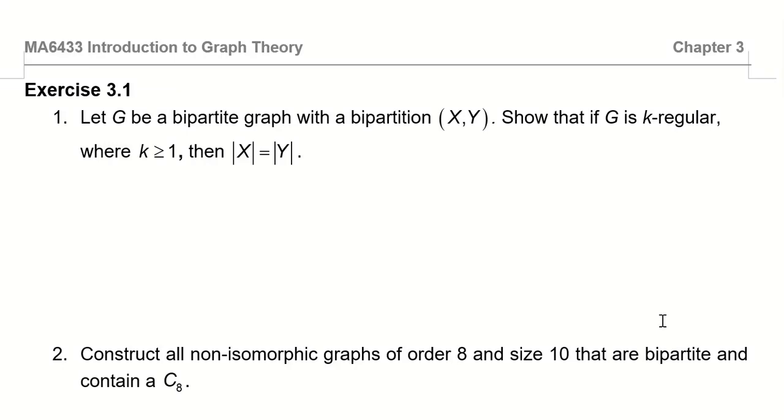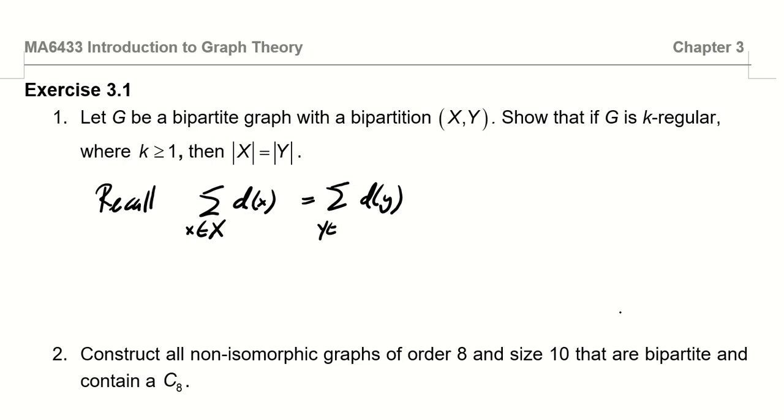Okay, next, we have exercise 3.1. Let G be a bipartite graph with bipartition X, Y. If G is k-regular, where k is at least 1, then the number of vertices in X equals the number of vertices in Y. We need to recall the result: the sum of degrees of all vertices in X and the sum of degrees of all vertices in Y are the same. Since G is k-regular, the degree of x is equal to k for every x in X. Also, the degree of y is k for every y in Y.